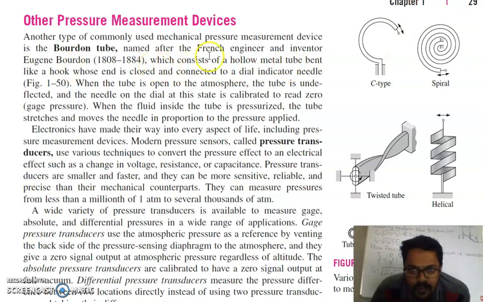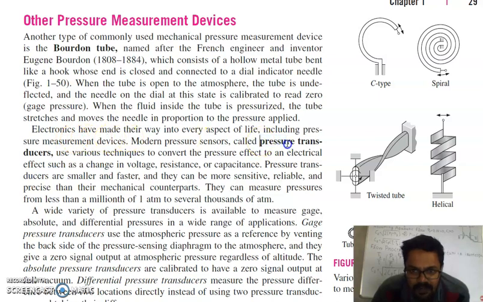The Bourdon tube, by the French engineer and inventor Bourdon, consists of a hollow metal tube bent like a hook, whose end is closed and connected to a dial indicator needle. So this end is connected to the indicator needle. When the tube is open to atmosphere, the tube is undeflected and the needle on the dial gauge in this state is calibrated to read 0. When the fluid inside the tube is pressurized, the tube stretches and moves the needle in proportion to the pressure applied. Nowadays electronic devices are used.